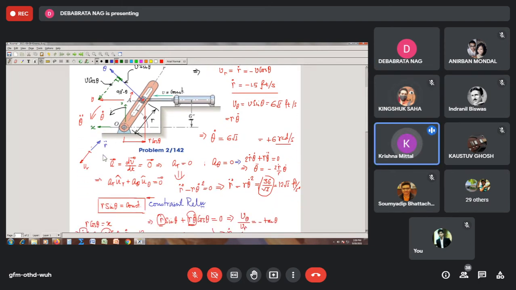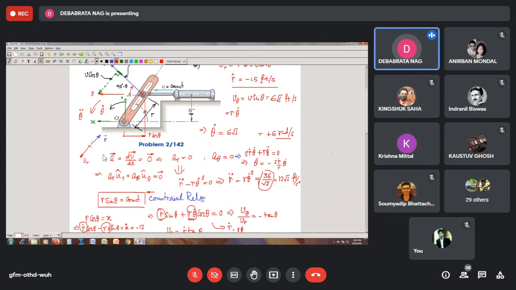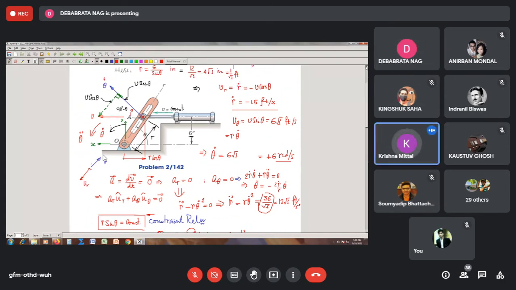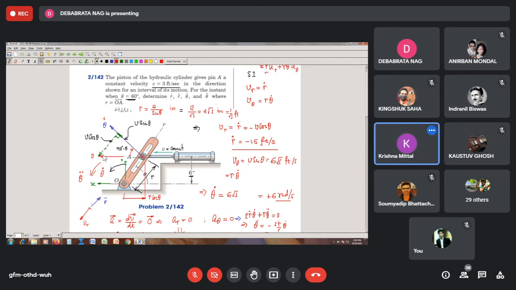V theta would be 3√3/2. Which one will be 3√3/2? V sin theta. V is being given to be, my god, V is being given to be 3 feet per second. Sorry, I was saying 12. Okay, so this should be corrected. So it should be 3√3/2. It's all right now? 3√3/2. Yes. And then yes, I made serious mistakes.